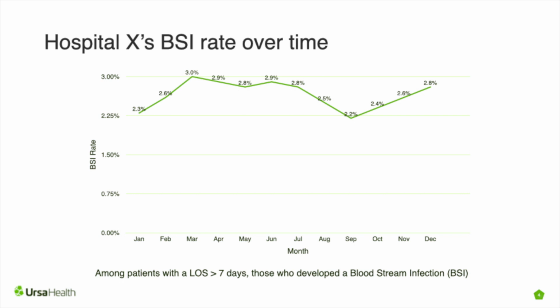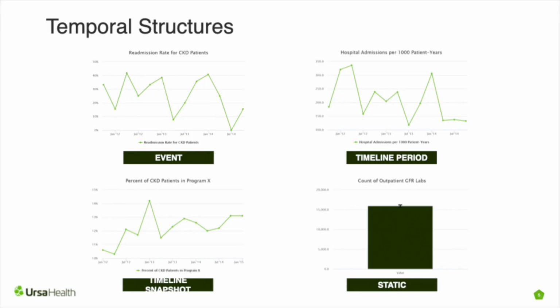fall. In Ursa Studio, there are various ways to configure the way a measure is related to time. The cornerstone of this measure theory course is anchored around each of these options, which we call the measure's temporal structure. A measure's temporal structures can be one of four types: event, timeline period, timeline snapshot, and static.